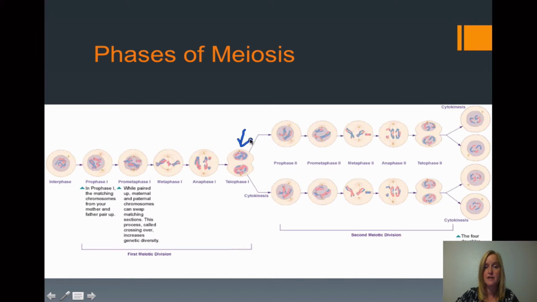Then we have the telophase, and so we see that this is a division right here, and we end up with 2 cells at this point.